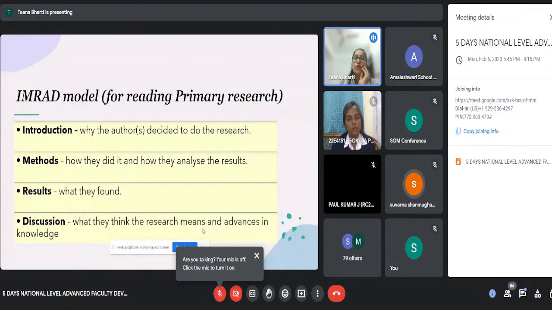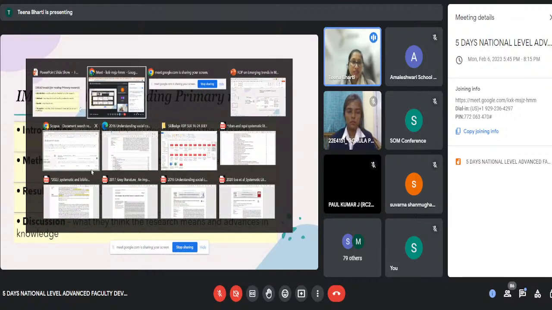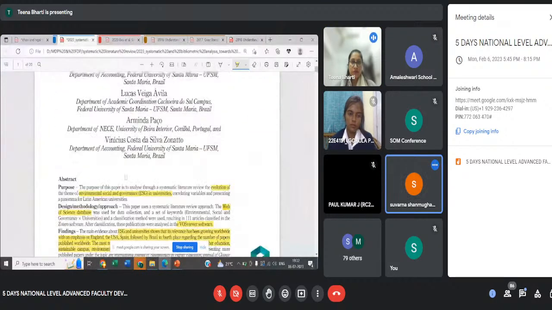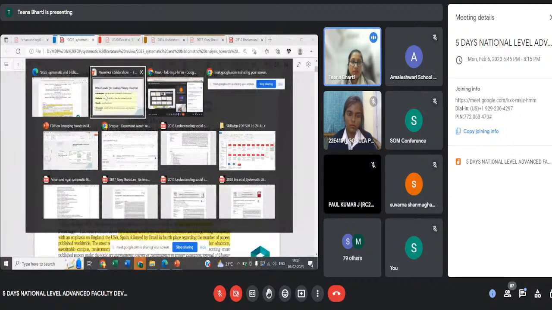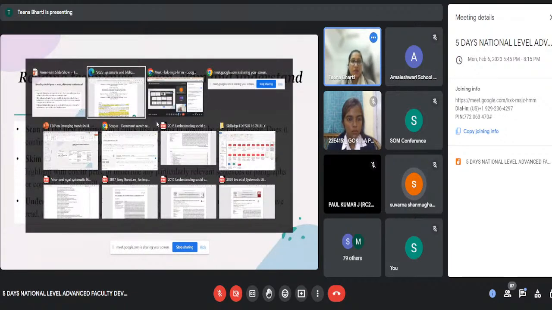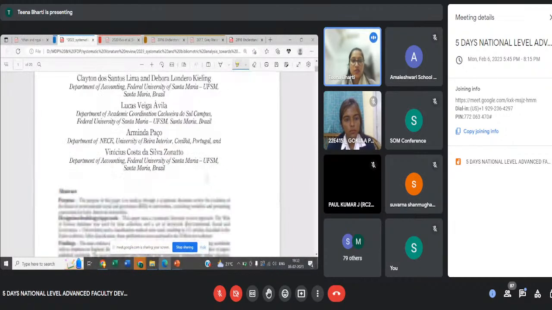So if you would have noticed, while I was sharing and we were trying to understand the article itself... Can you explain the third reading also, ma'am? Third reading, just to mention this one. Yes, ma'am. Okay. So I'll just give you an example. So let's say, yeah. So this was the article. We started on this note.